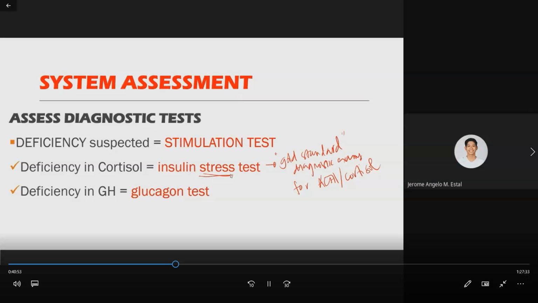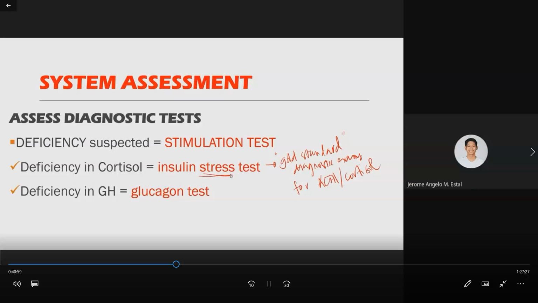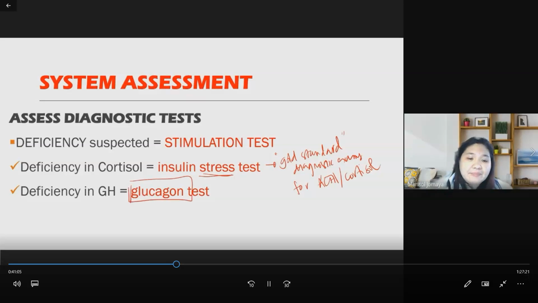Ma'am, how does glucagon ma'am? Ha? Hello? Can you hear me? Ma'am, ano po? Yung sa last part, ma'am, how does glucagon... Do its job. How does glucagon increase your glucose level?